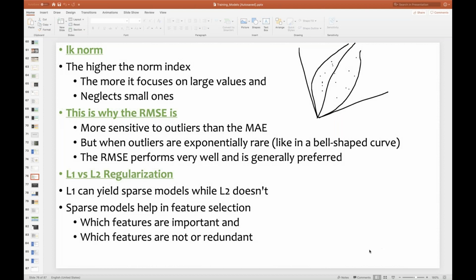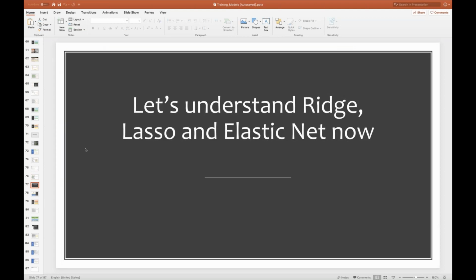Okay, let me go back to the pointer now. Erase all the drawings. Go back to the pointer. Now, let's understand ridge, lasso, and elastic net. So we are at the last stage. If you understand this one, this will be completed.